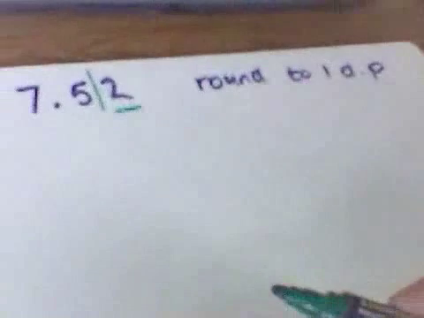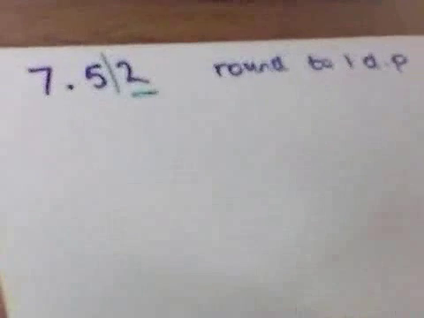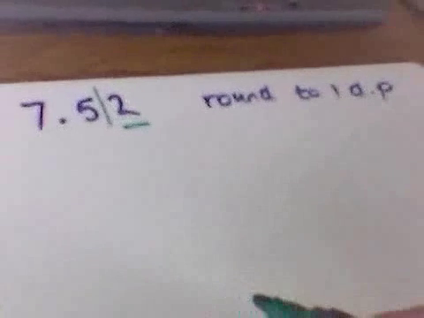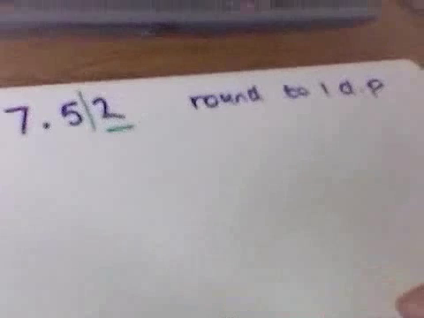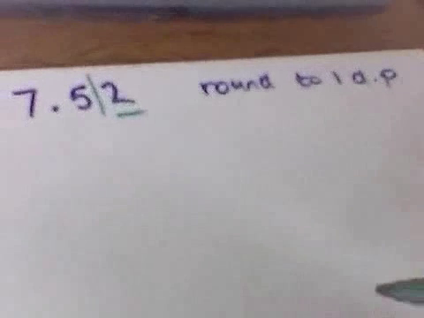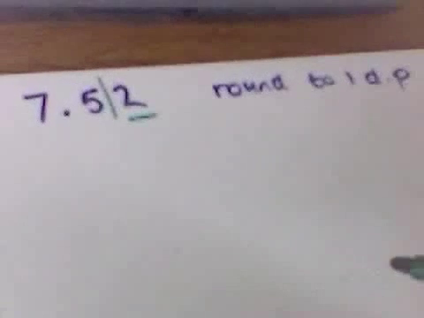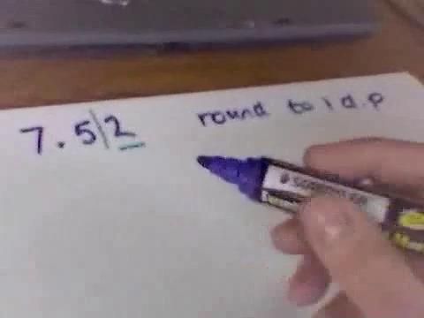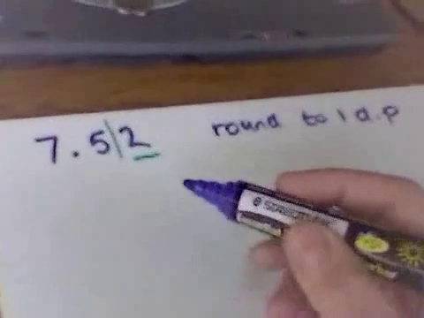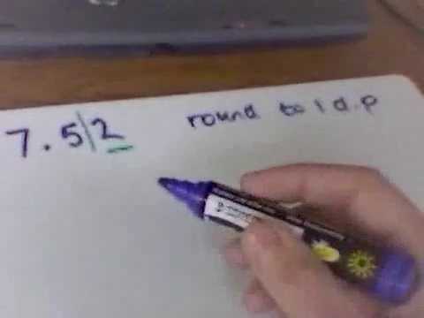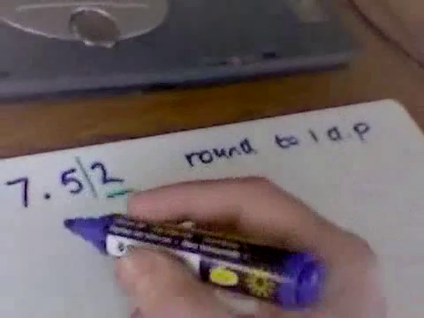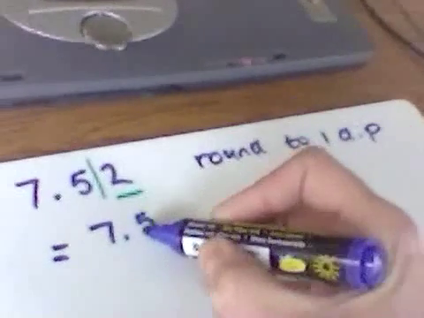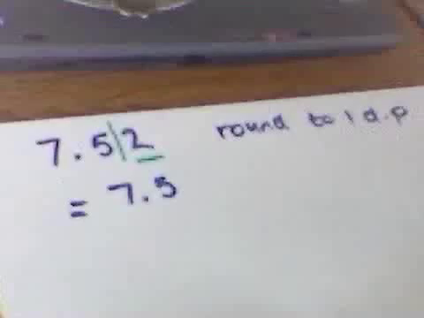Now, I have to ask myself, is that number less than 5? In which case, I would round the number down to 7.5. It will stay as 7.5. Or is the number 5 or more? In which case, it will be rounded up to 7.6. So, I can see that the number 2 is less than 5, so this number will become 7.5 rounded to one decimal place.